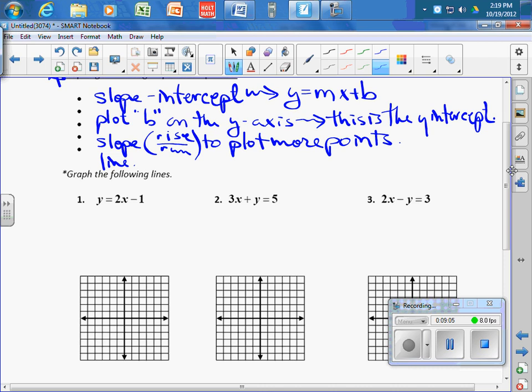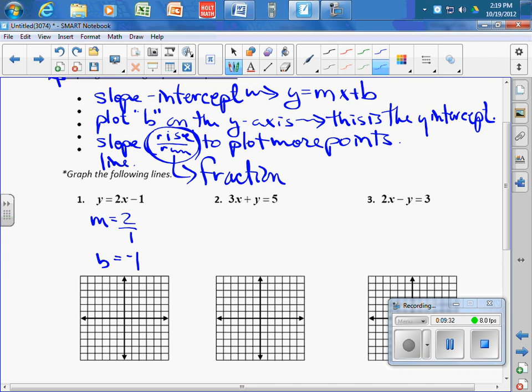So how does this play out? Well, I have y is equal to 2x minus 1. The slope is 2. The y-intercept is -1. But how do we get rise over run out of 2? Well, if we don't have a fraction, we make it a fraction. 2 is the fraction 2 over 1. So my rise is 2, my run is 1.